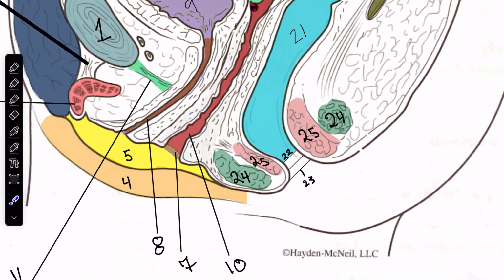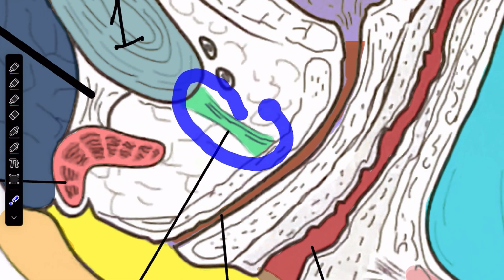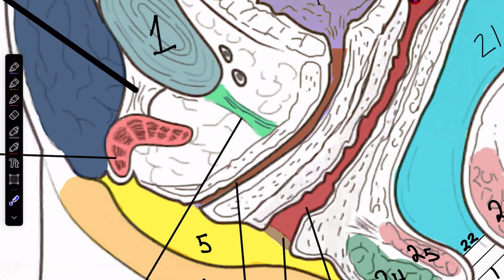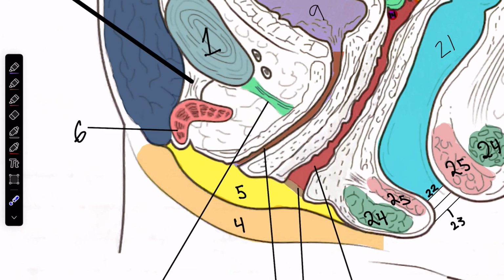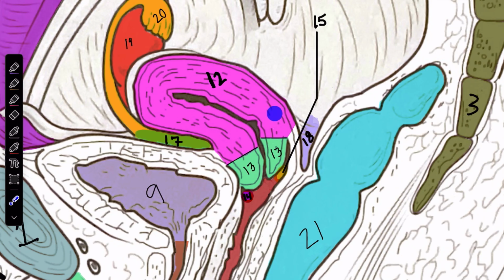Number 11, you got your urogenital diaphragm. And that is going to be right there. And it is connecting that pubic symphysis to this tissue right here. Number 12, that is going to be the body of the uterus, which is right here.